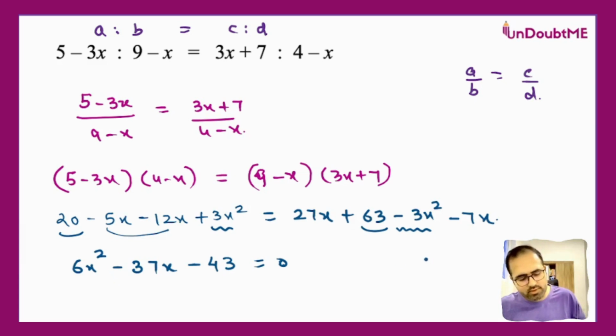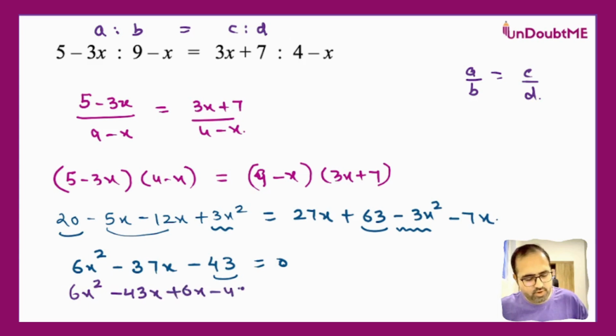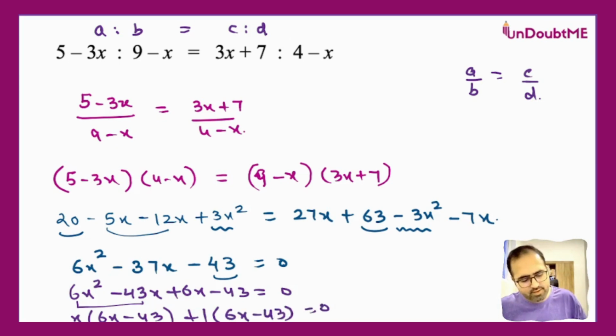For that we will see what all factors we can have. Now 43 is a prime number, so it is very straightforward that minus 37 can be obtained by 6 minus 43. So I'll just use that directly. It will be 6x squared minus 43x plus 6x minus 43. From the first two, I have x common, so it will be x times (6x minus 43). From the other two, I don't have anything common, so it will be plus (6x minus 43), and that is equal to 0.